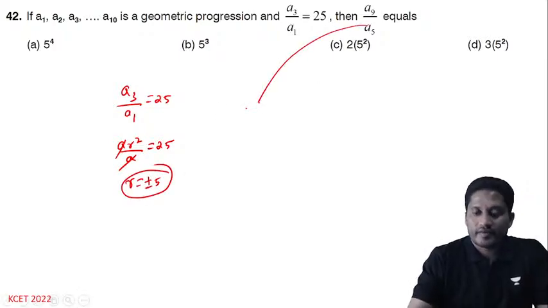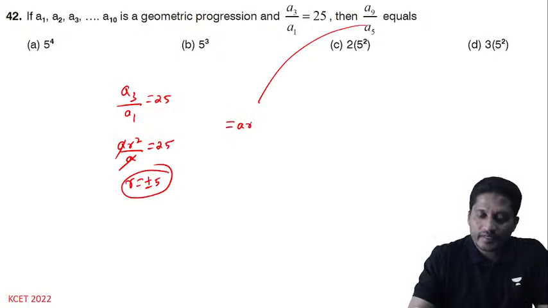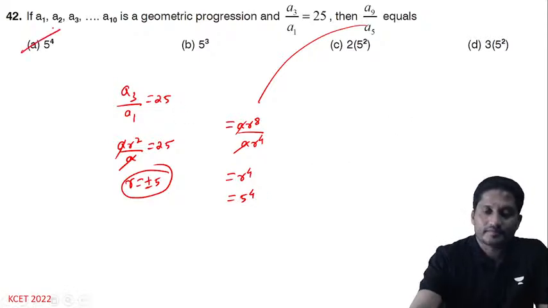A9 by A5. A9 is AR to the power of 8. A5 is AR power 4. So this is R power 4. This is equal to 5 power 4. Right, answer is option A.